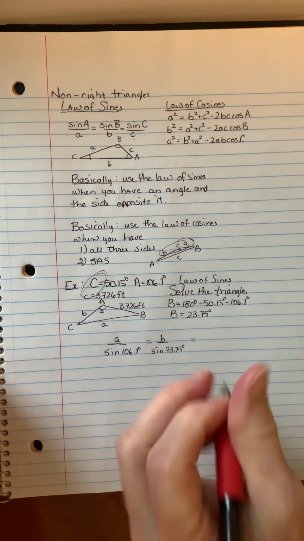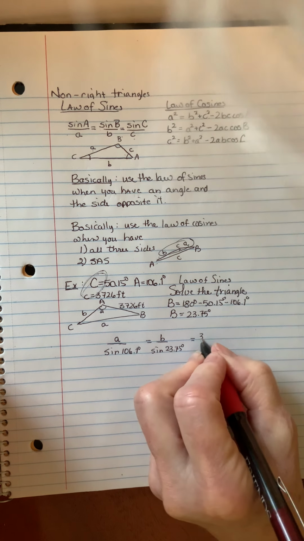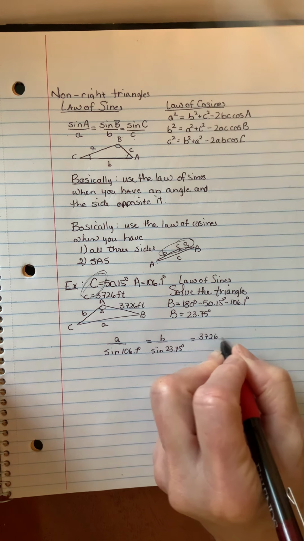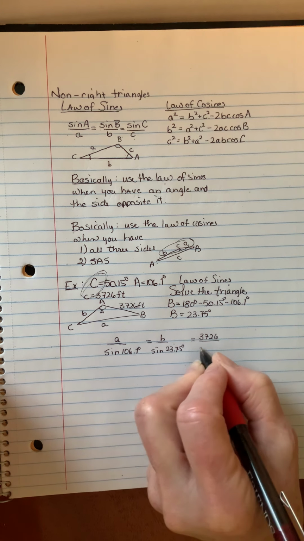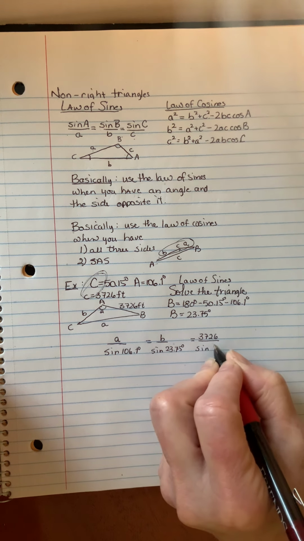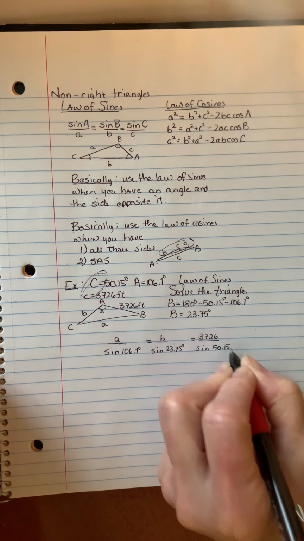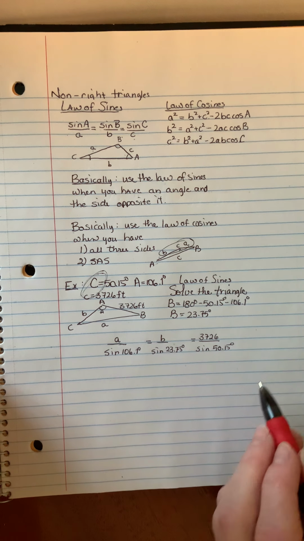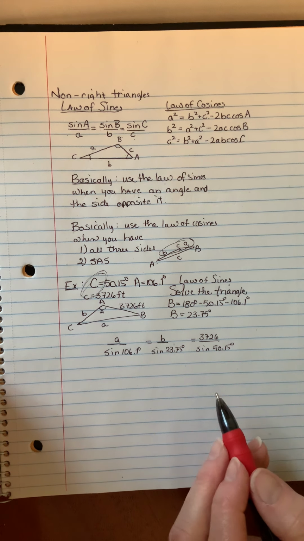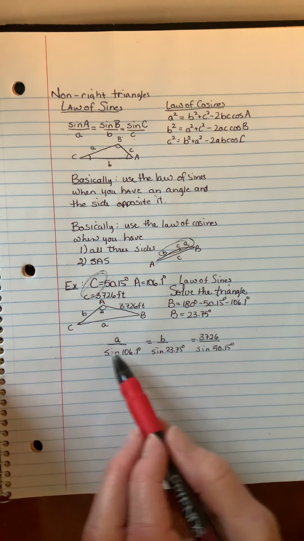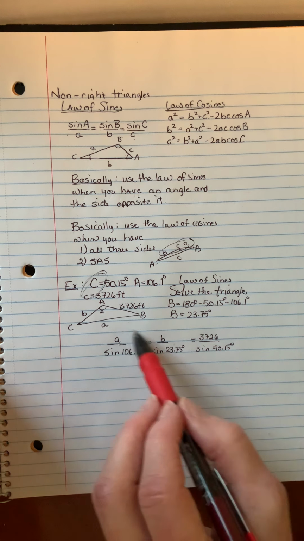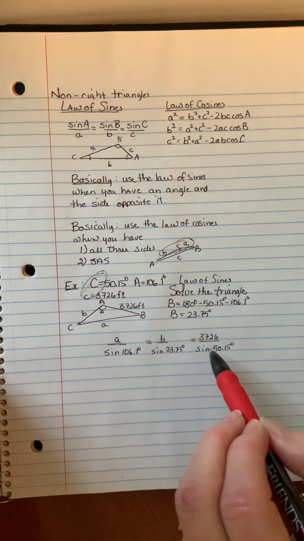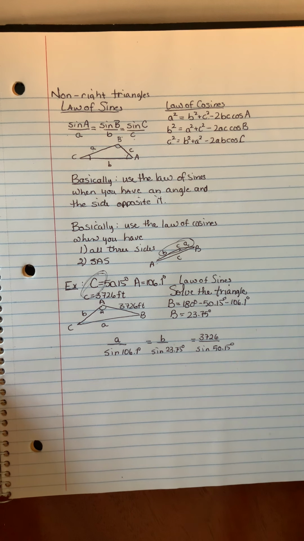And then I've got equals C over sine C. I actually know both of those. I've got 37.26. I'll leave the label of feet off of it for now. The sine of 50.15. So here's what I've got. Now I've got two equal signs. That's not terribly useful in terms of solving, but the goal here is to take one of these fractions with another one of these fractions, set them equal to each other, and make sure that you've got one unknown value that you can solve for.